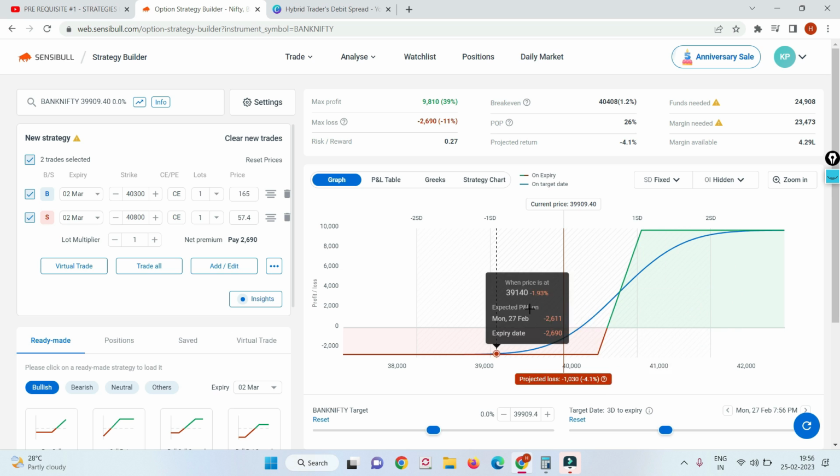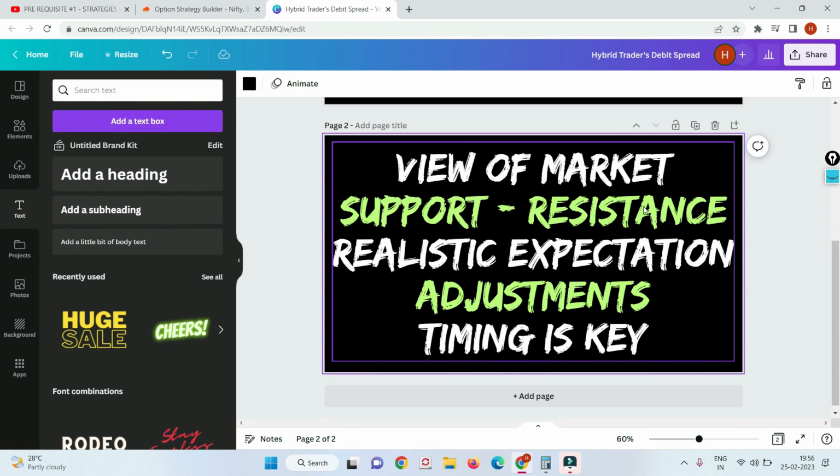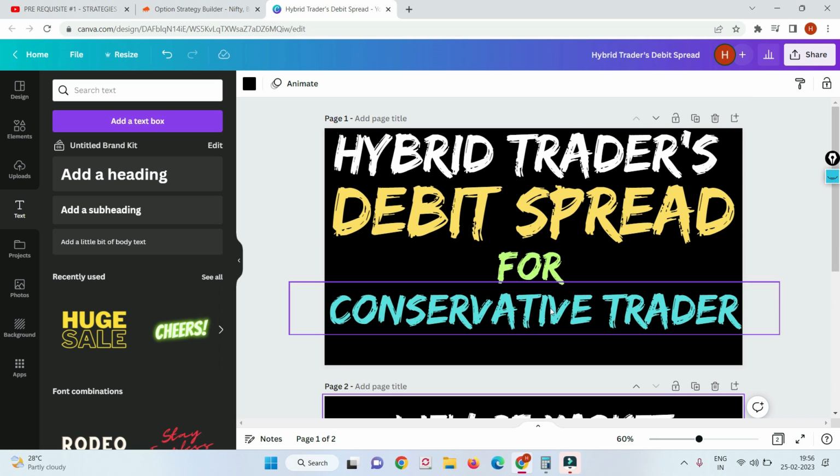Now, what is the crux and the takeaway from this video is this part. Whenever you have more spread, so let's say you bought 40,300 and 40,800 is the sold position, you have 39% profit and 11% loss. When I started the video, in the first slide, what did I say? I said debit spread for the conservative trader.